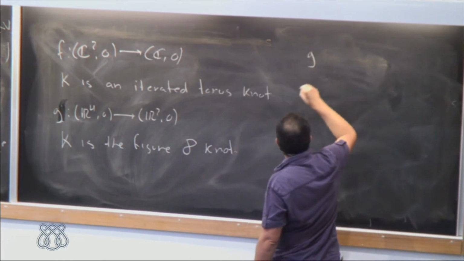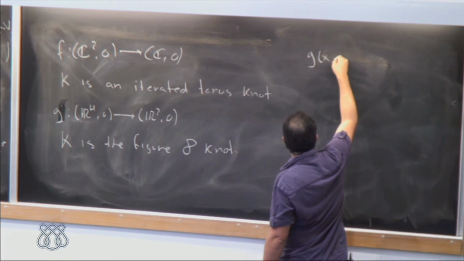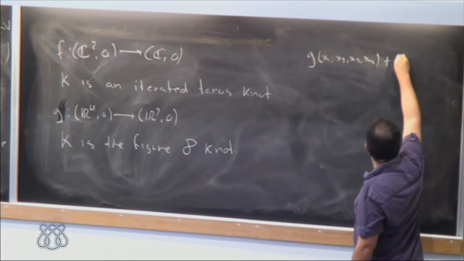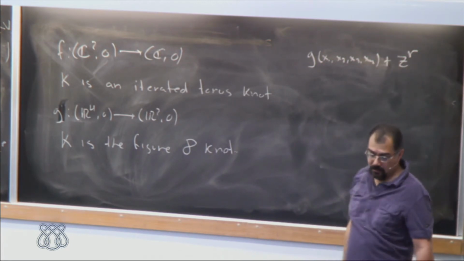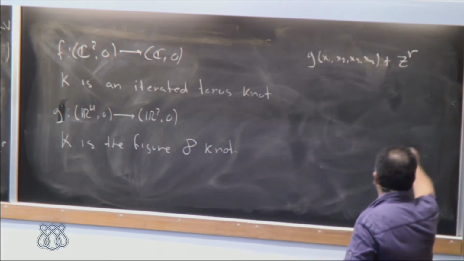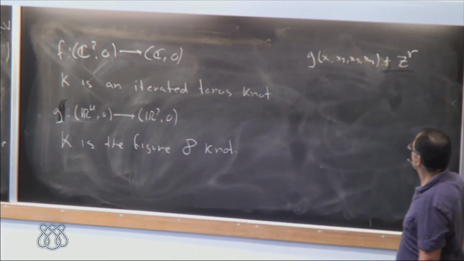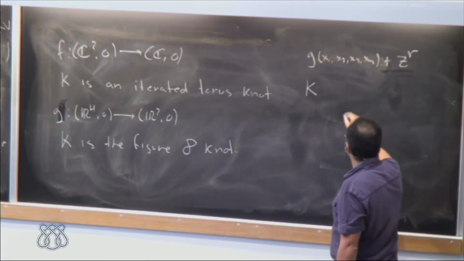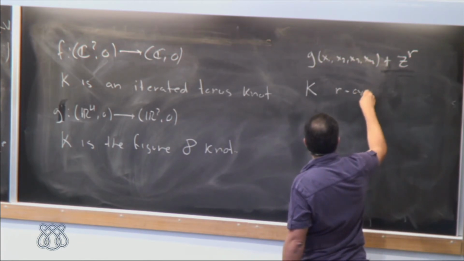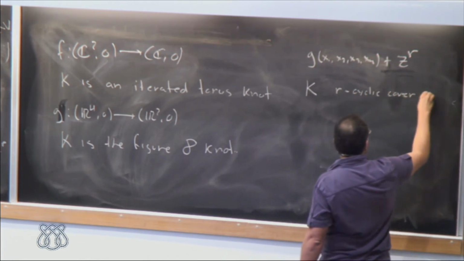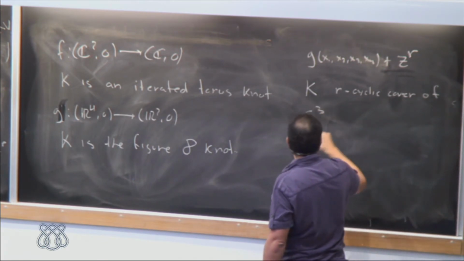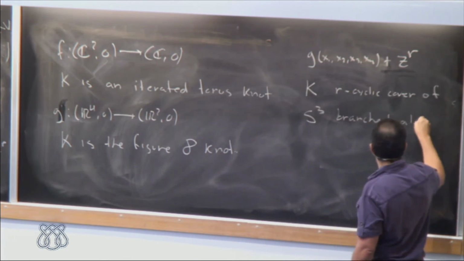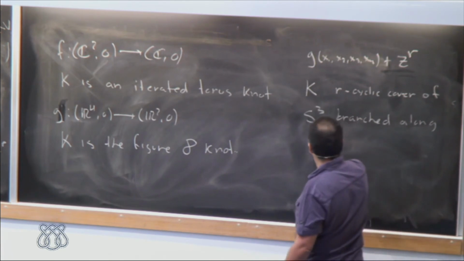She took G, let me call it G of x1, x2, x4, and then she took some complex variable and raised it to R. So she is studying these sort of things. What she got is that the link of this thing is the R-cyclic cover of S3 branched along the link of this, which is the figure 8.